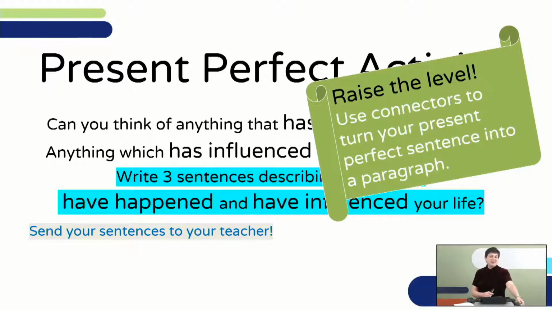If you want to raise the level of your sentences a little bit, use some of those connectors of cause or connectors of addition to turn your present perfect sentences into a paragraph. This makes your writing much more rich, much more interesting, and helps your readers to know where you're going with things.